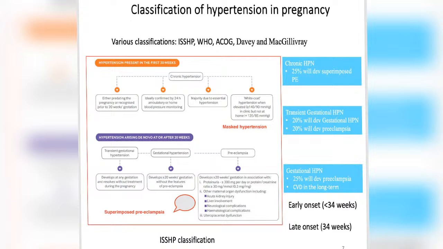Now, with the classifications, we have chronic hypertension. If you're a known hypertensive patient and care is not taken, you can develop preeclampsia. Then from preeclampsia, you can get to eclampsia. And when it gets to eclampsia, it can cause the death of the mother or the baby.